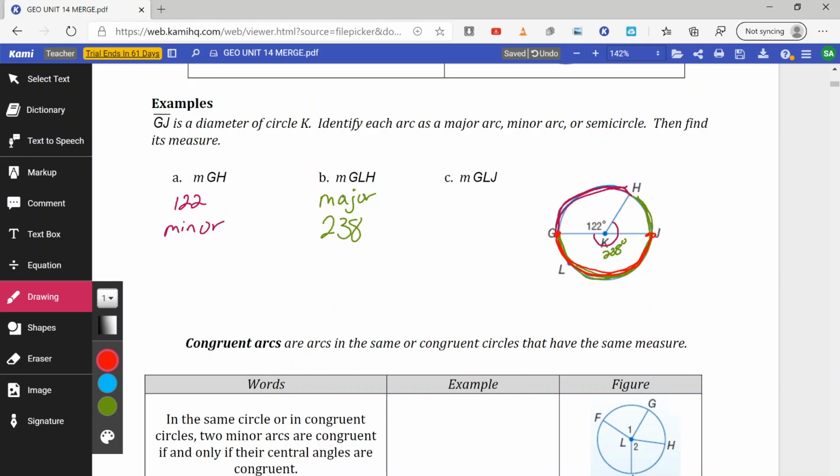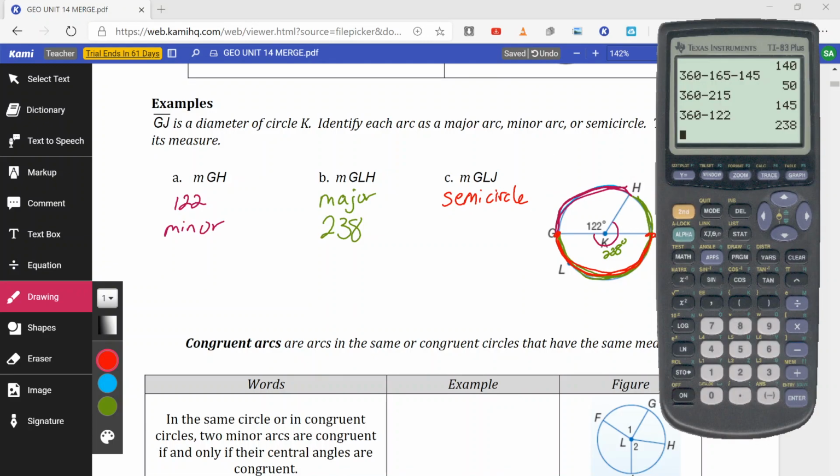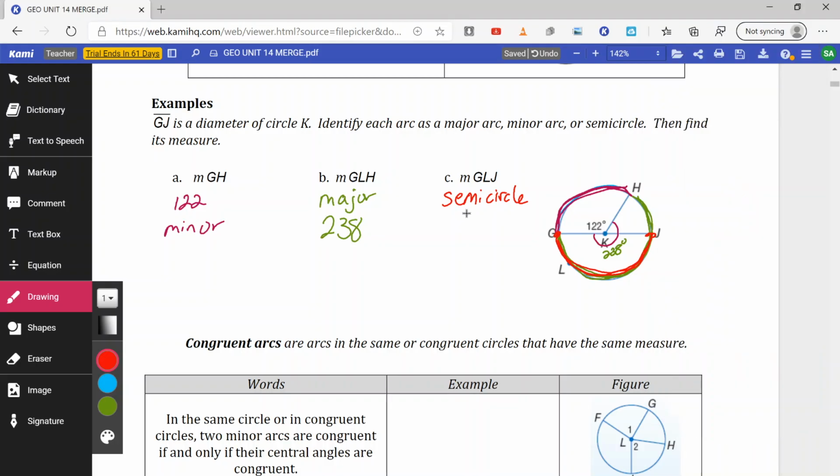Well, it starts at one endpoint, runs through the center, and ends at the other endpoint on the other side. Therefore, it is a semicircle, which is half of a circle. So half of a circle, 360 divided by 2, or a straight line, 180 degrees. So that would be a measure of 180.